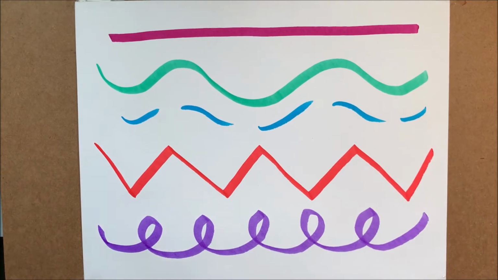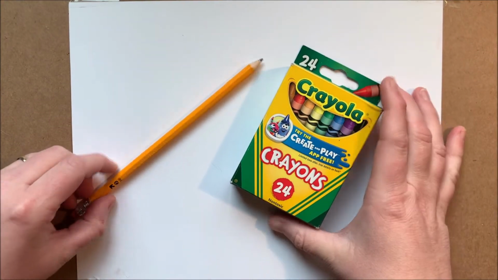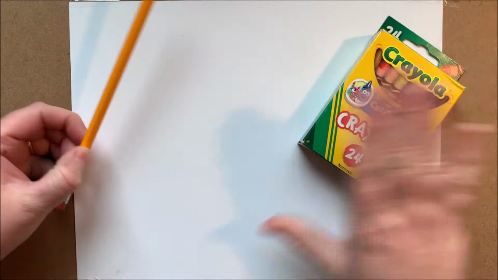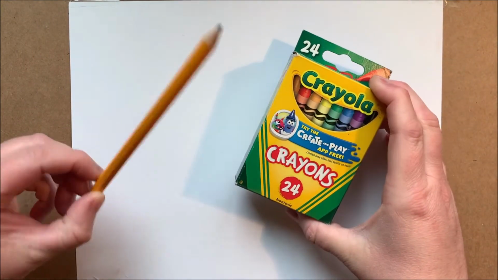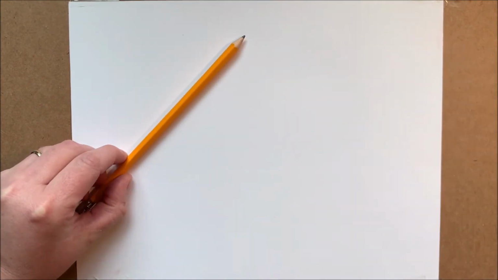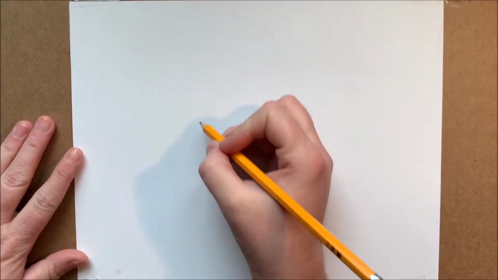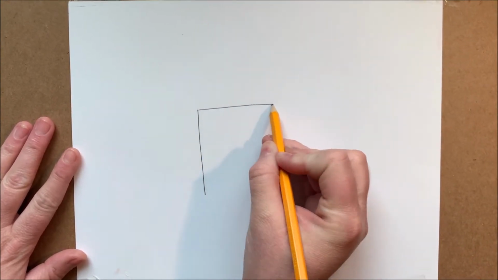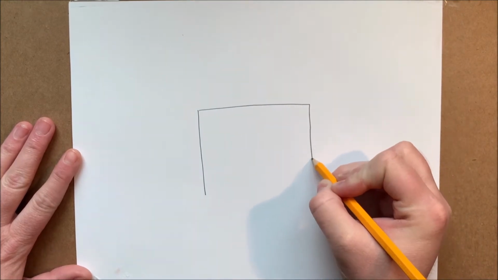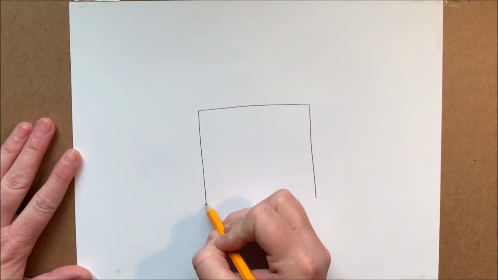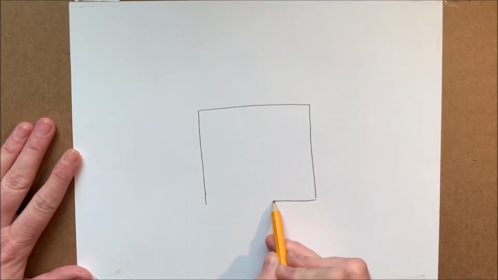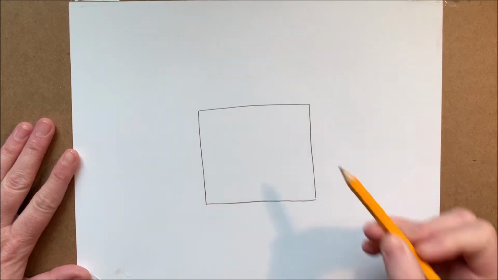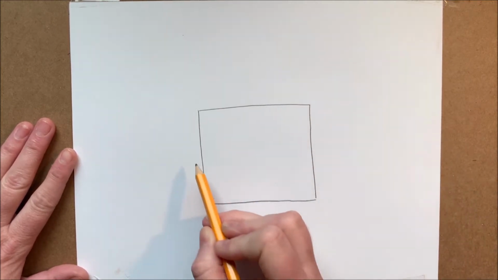Now let's put them together. Hey guys, today we are going to be drawing a geometric shaped castle. So we're going to start with pencil and then we'll use crayon. First thing we're going to do is start with a square. A square is one of our 5 basic geometric shapes. It has 4 corners and 4 sides. 1, 2, 3, 4.